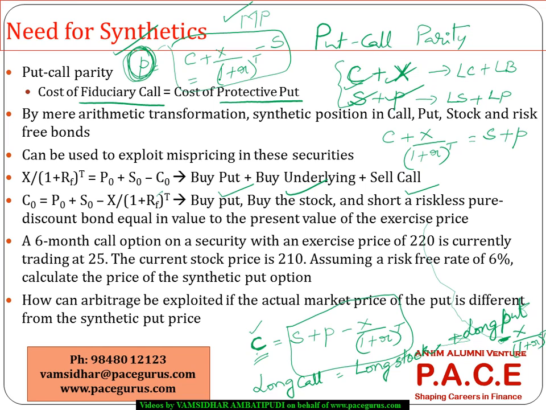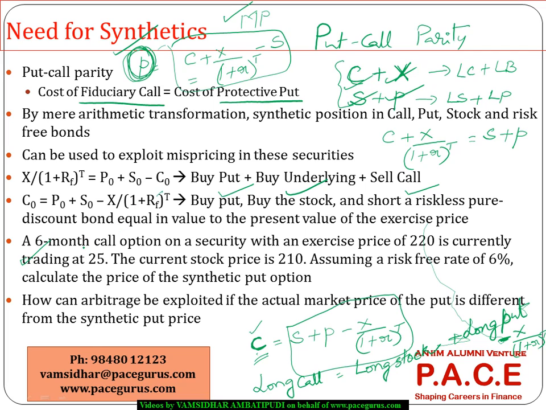Now if there is a big difference in the price of the original as well as the synthetic created, that is where people can exploit profits by either buying the synthetic and selling the original, or selling the synthetic and buying the original. How can we exploit that kind of an opportunity? That is what I will look at with this small numerical example.